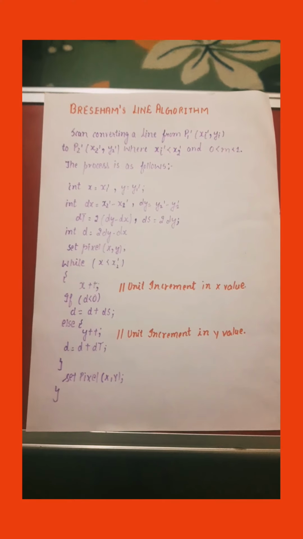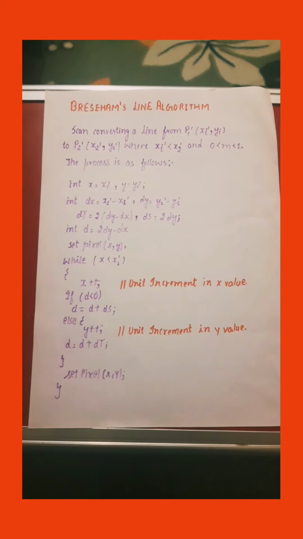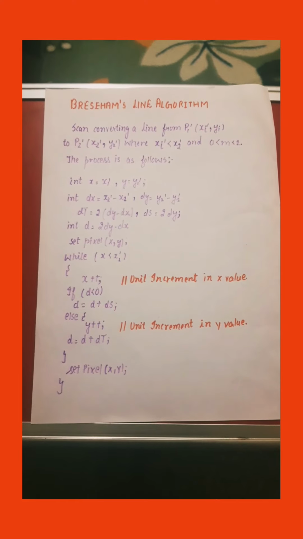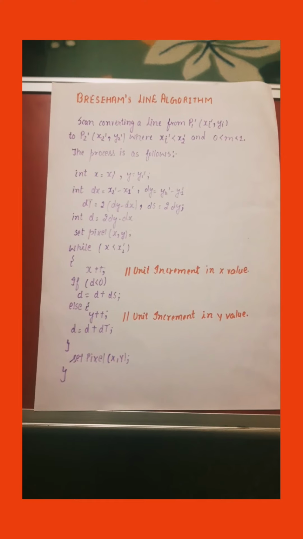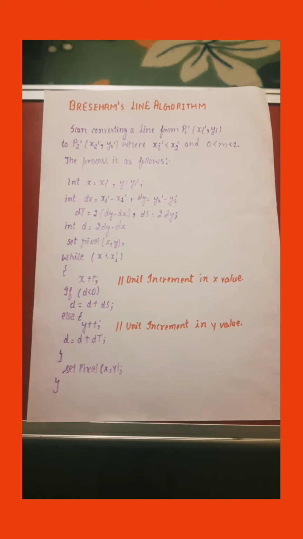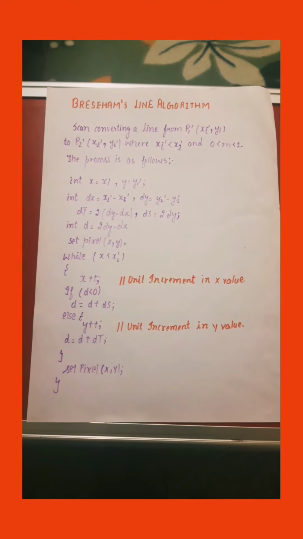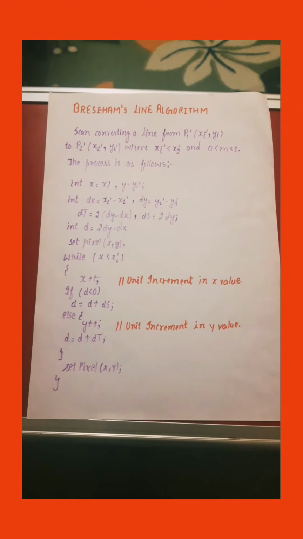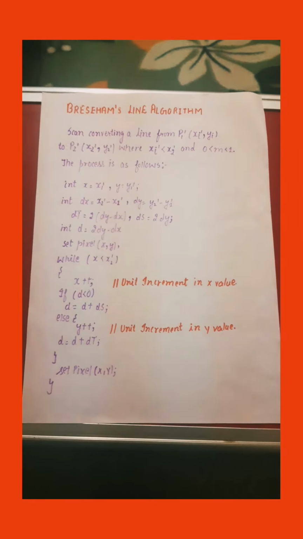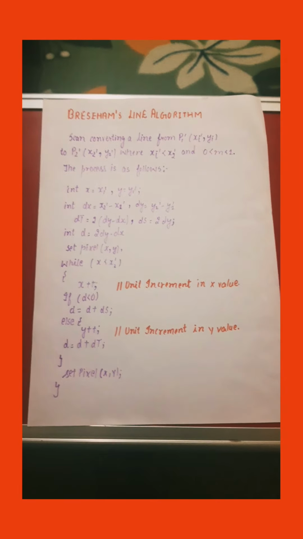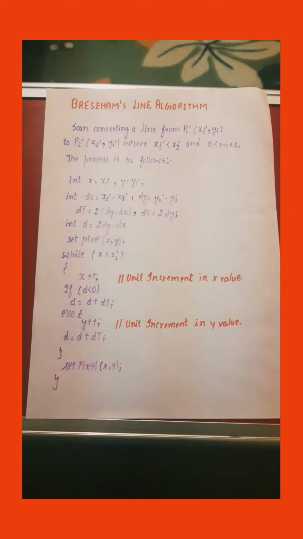So first of all, we will take two parameters x and y, in which we will store the coordinates of the first point, that is x equals x1' and y equals y1'. Next, we will calculate dx, that is x2' minus x1'. Next, we will calculate dy, that is y2' minus y1', right? And next is dt, that is twice of dy minus dx, and ds equals twice of dy. We have taken these parameters from the derivation of Bresenham's line algorithm.